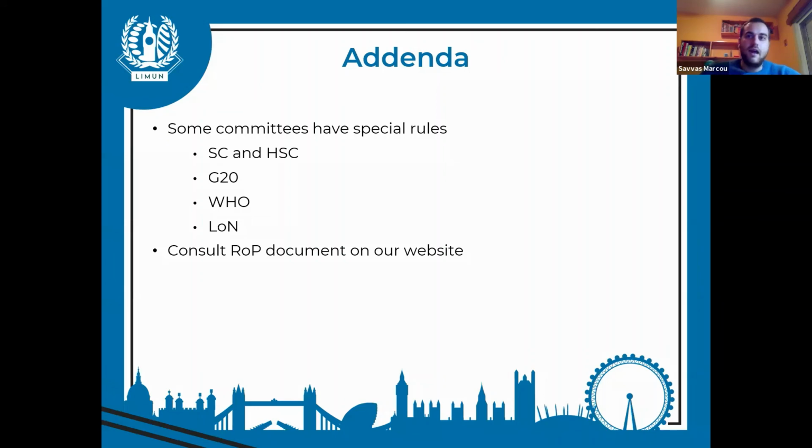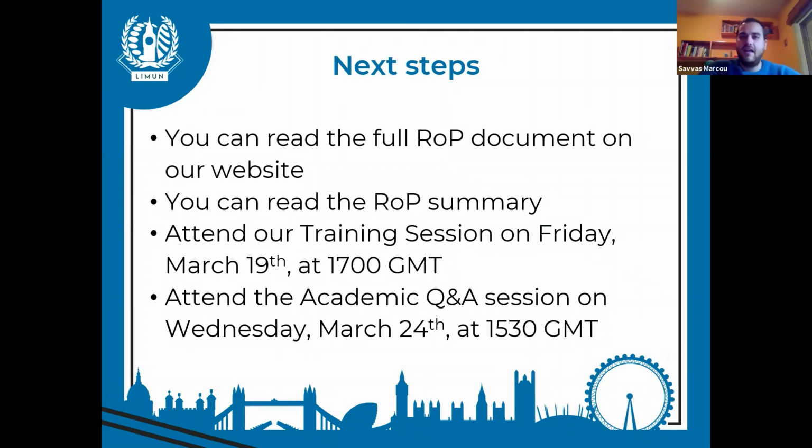And finally, we'd like to go over the next steps after you've watched this video. You can read the full RoP document on our website, or if you don't have the time, you can read the RoP summary document, which also offers a handy table listing all the motions and the majorities required for them to be entertained. Of course, we'd like to draw your attention to our training session on Friday, March 19th at 5 o'clock in the afternoon, GMT, where we will be going over the whole MUN process: preparation, debates, how to form alliances, how to debate, how to vote, how to form your policy.